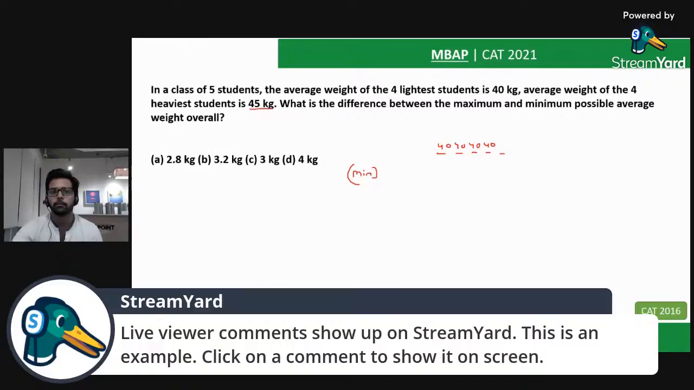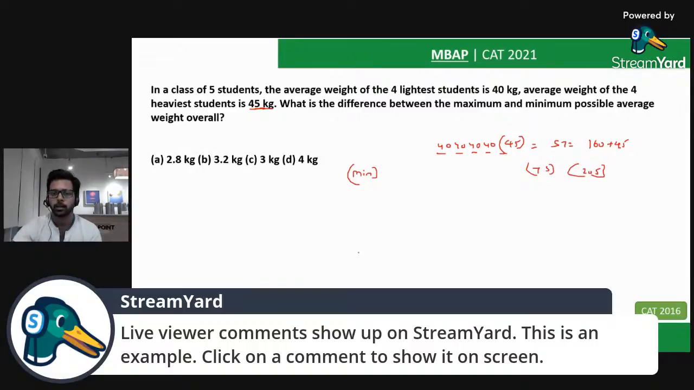The average of the 4 heaviest is 45. So let's assume the last person is going to be on 45. What is going to be the sum total? The sum total here would be 160 plus 45, which is 205. This is my minimum total weight.